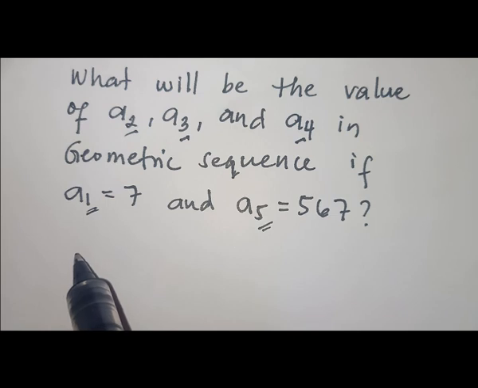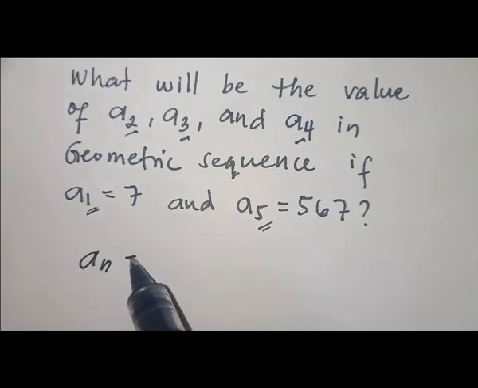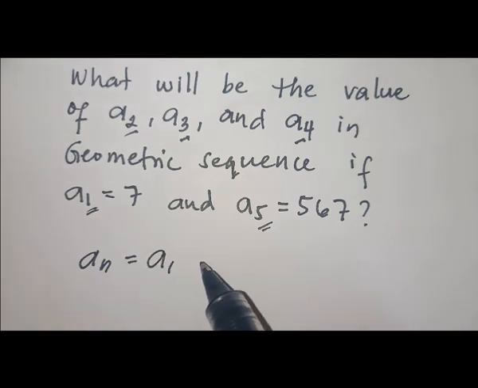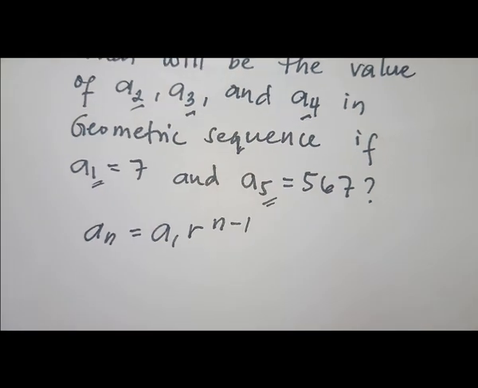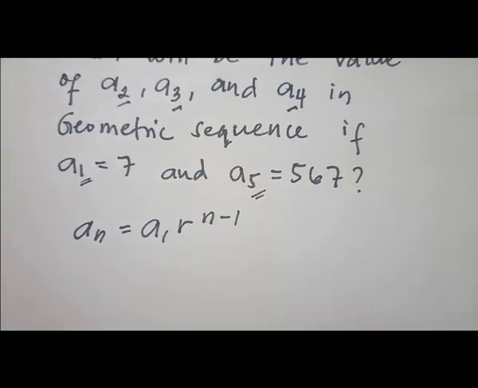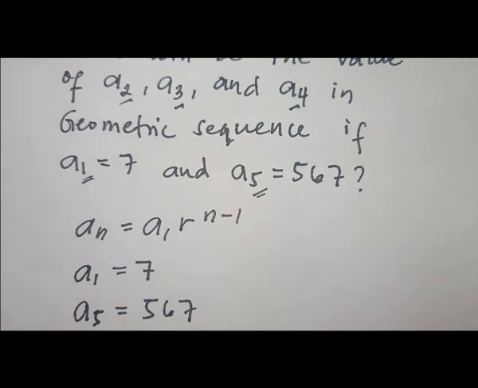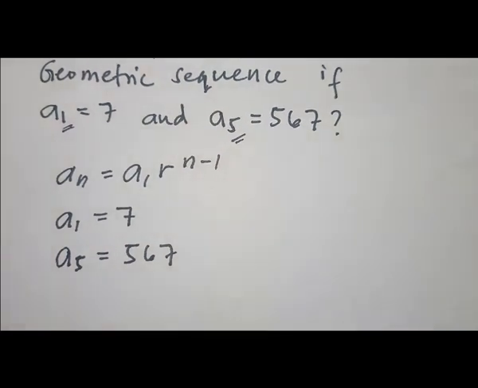Nasabi natin that the formula is a sub n is equal to a sub 1 times r raised to n minus 1. So in this case, ang value na meron tayo ay yung a sub 1 which is equal to 7, yung a sub 5 which is equal to 567. Dahil meron naman tayong value ng a sub 5, we have also the value for n. Dahil a sub 5 yan, our n is equal to 5.